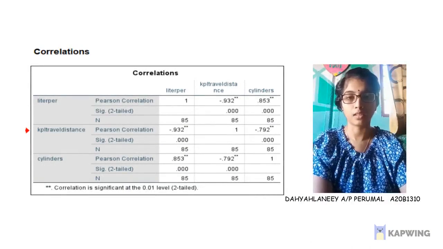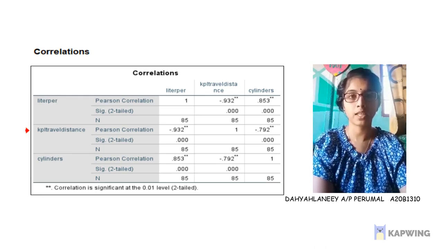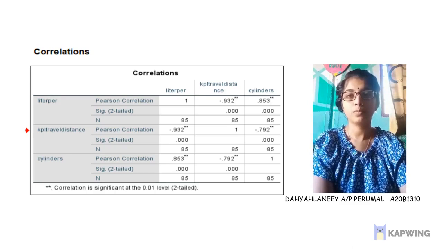Next, we do correlation analysis. This is the table result from SPSS. The R value between liter per 100 km and cylinder is 0.853. KPL travel distance and liter per 100 km is negative 0.792. So both are greater than 0.3. So liter per 100 km is associated with both cylinders and KPL travel distance. The R value between KPL travel distance and cylinders is negative 0.792, which is less than 0.85. So there is no problem of multicollinearity.